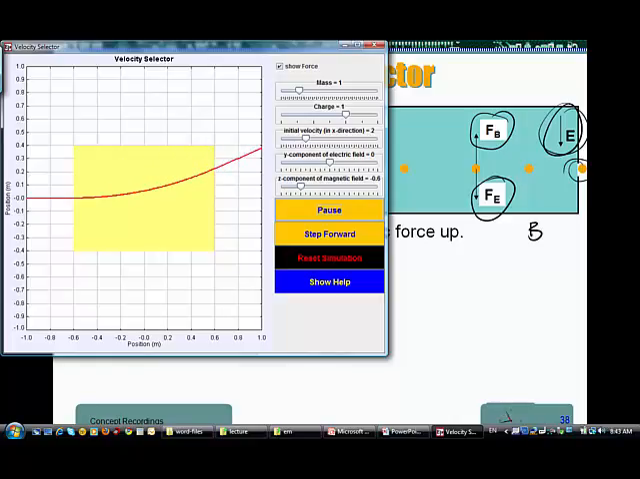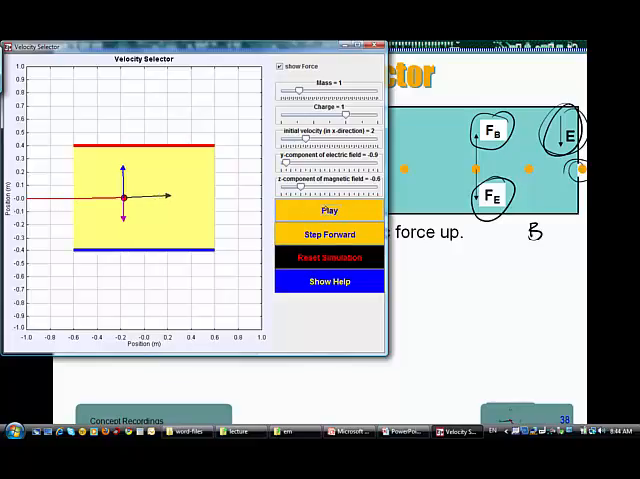Now to balance a negative electrical field, I'm going to need a magnetic field pointing towards the screen. And that's what we have here. So I'm going to have a negative electrical field. I'm going to play.